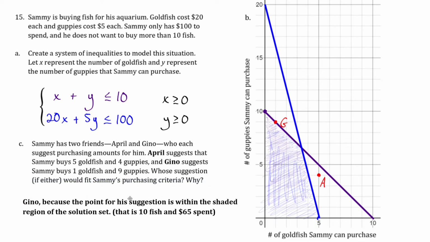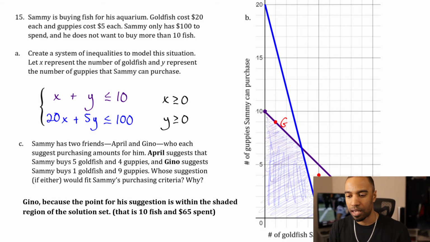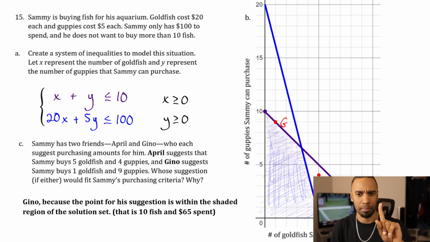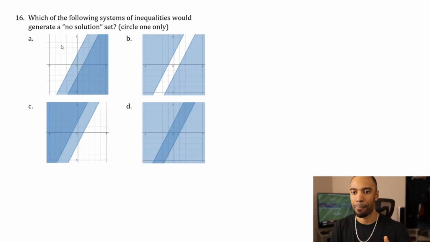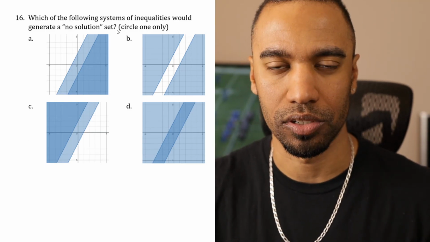Okay, so just so you're aware, I think that is the last problem. It's not the last problem in this whole thing, but I think that is, no, I'm going to stop you right there. There's one more problem. I remember now. Which of the following systems of inequalities would generate a no solution set right here?